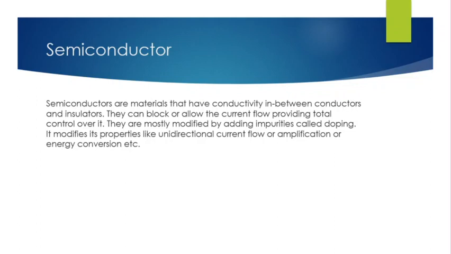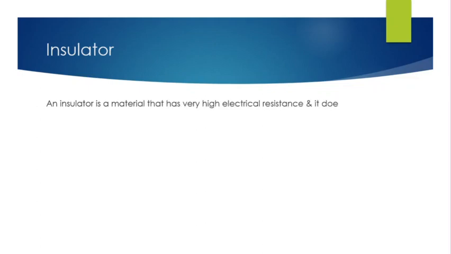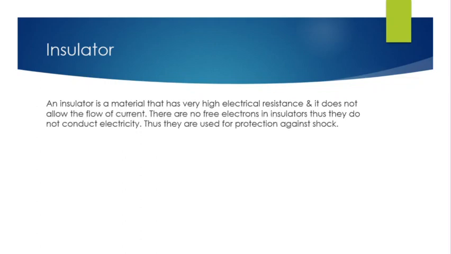Now, our third material is the insulator. An insulator is a material that has very high electrical resistance and does not allow the flow of current. There are no free electrons in insulators, thus they do not conduct electricity, and they are used for protection against shock.